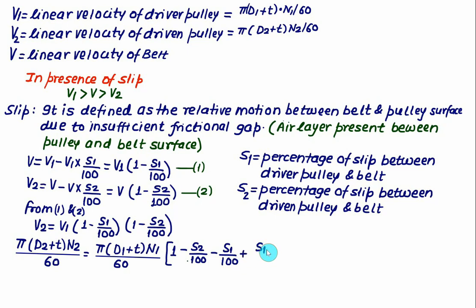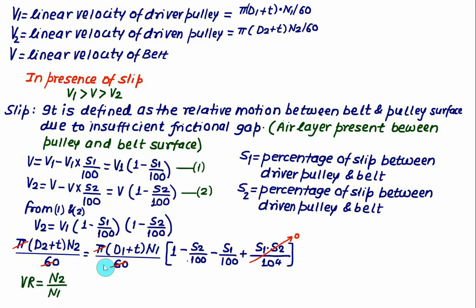We have S1 into S2. This product is already small, divided by 100 into 100, that is 10 to the power 4. So practically this last term is a very small amount and can be neglected. Secondly, pi by 60 will also cancel out. And we develop the equation for velocity ratio as Vr is equal to n2 by n1.